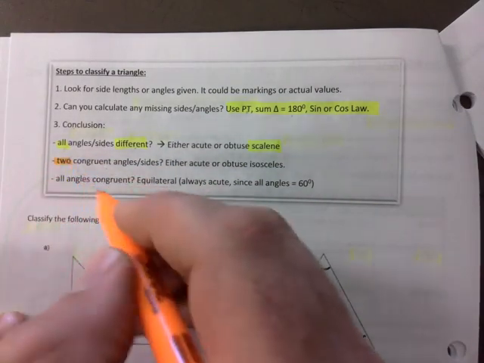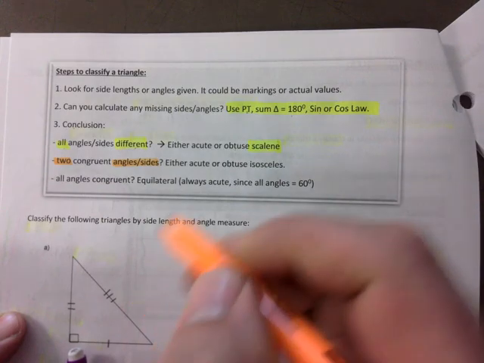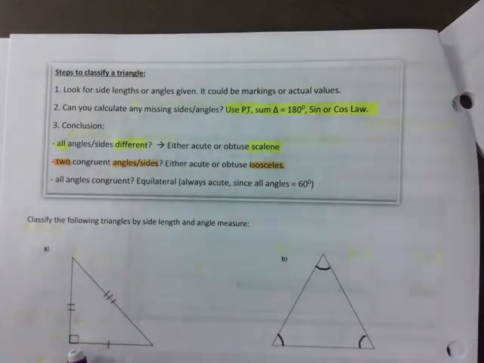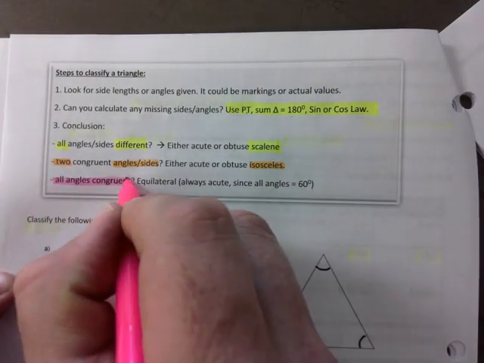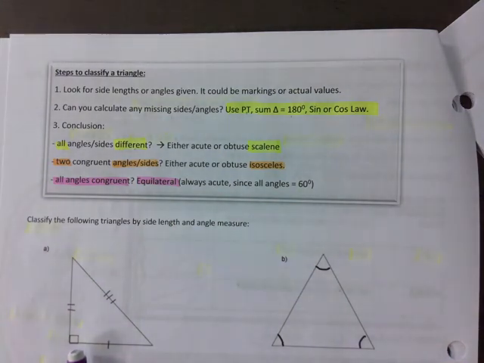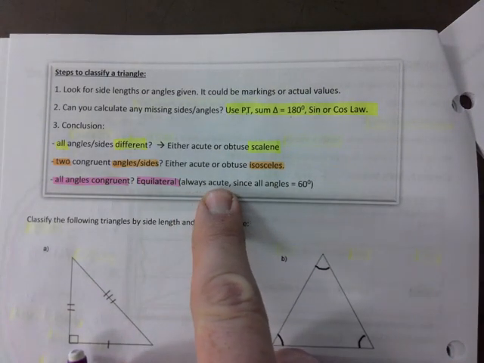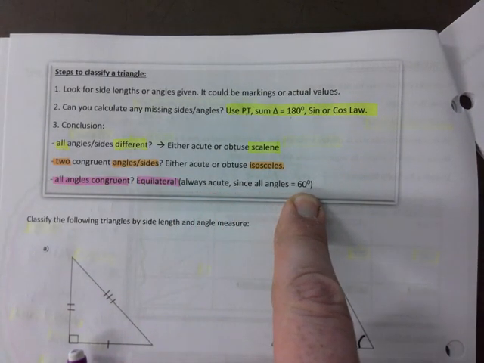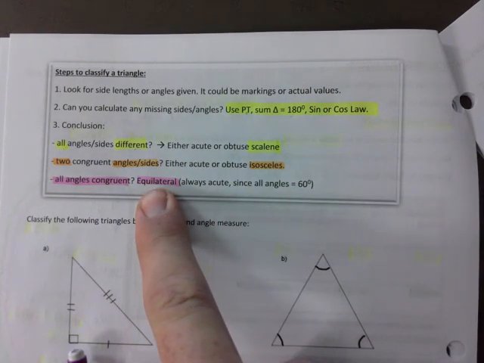If two angles and sides are the same, you know for sure it's going to be something isosceles. It's going to be either acute or obtuse. Okay. And the last one, are all angles the same? This one is the easiest one. Definitely an equilateral. It's always acute since all angles are 60 degrees. So that one you know for sure.